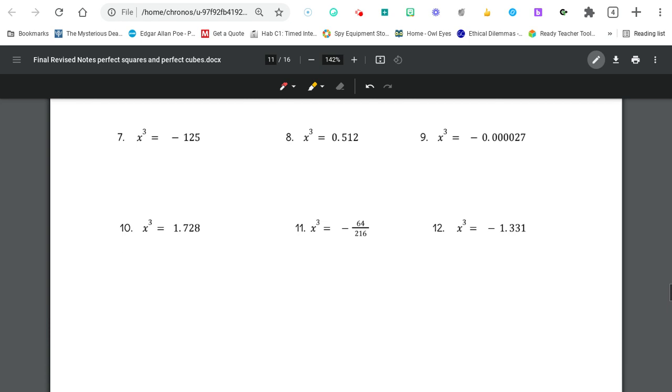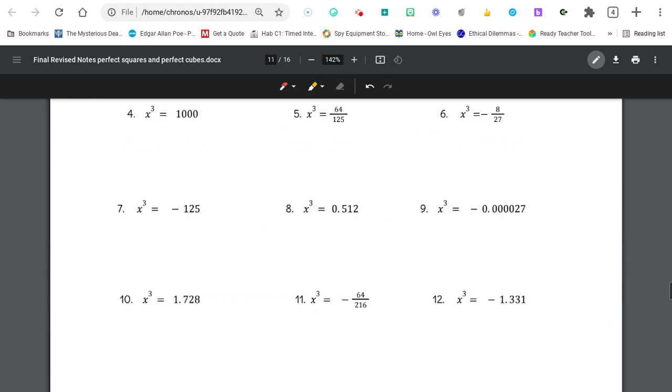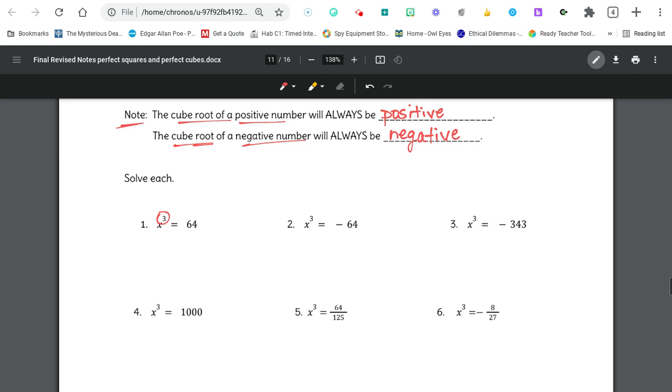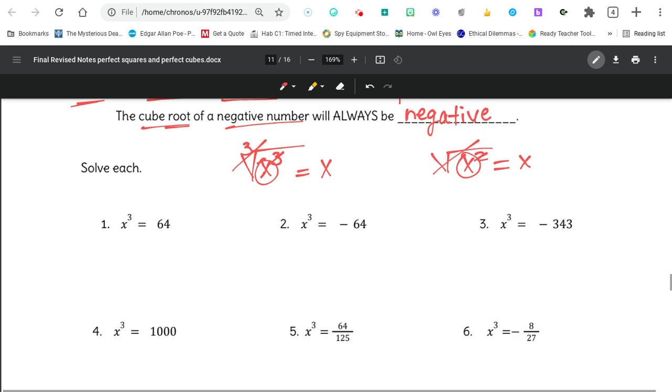All right, so for the remaining 12, what we're going to do is just solve the equations. So I'm going to undo each side by taking the cube root since it says cube. We should know what the cube root of x cubed is. If we know the square root of x squared is x, because the square undoes the square root and leaves us only with x, then this cube root will undo the 3, leaving us only with x. So the cube root of x cubed, guys, is x, just as the square root of x squared is x, okay? Because the cube root undoes the cube.